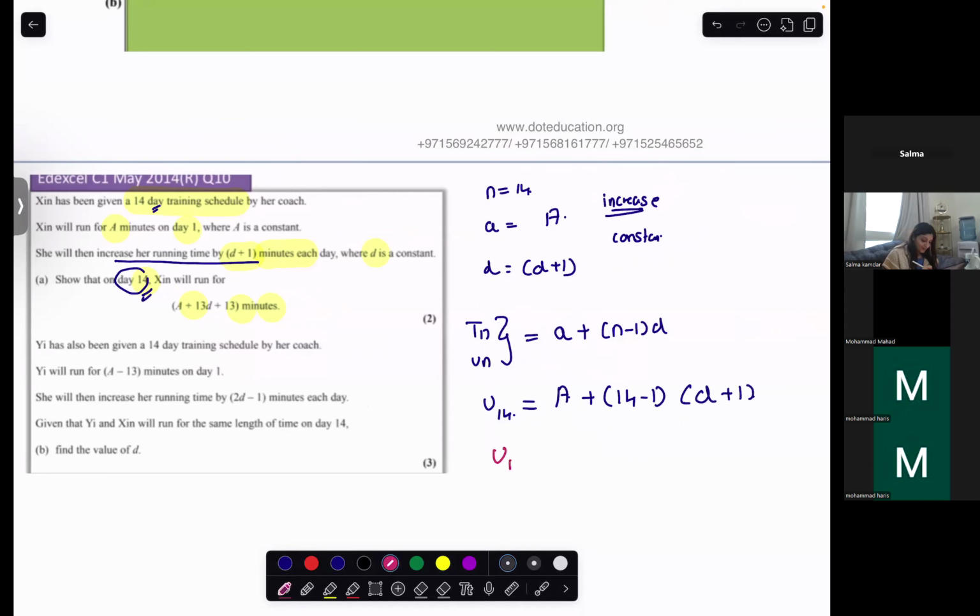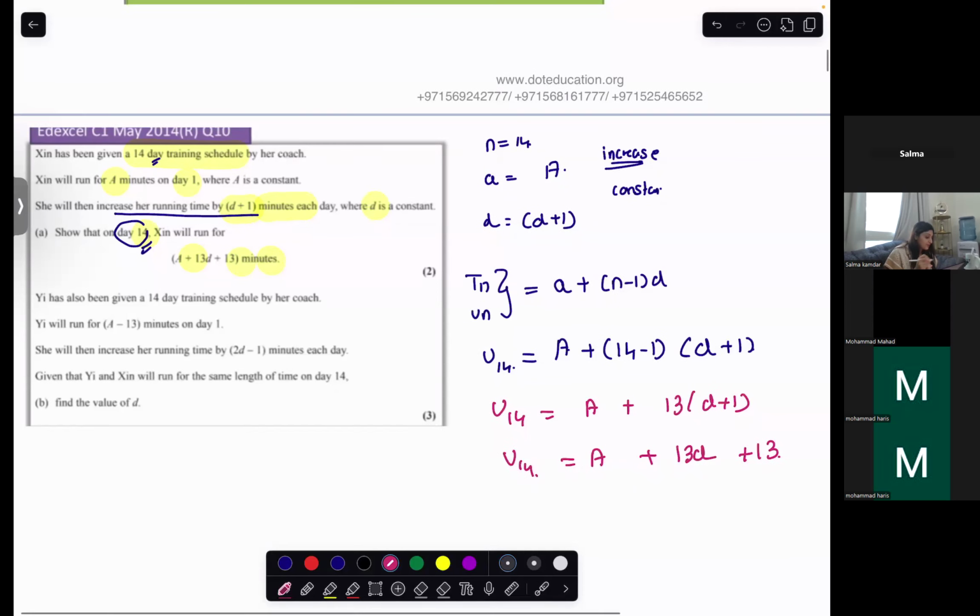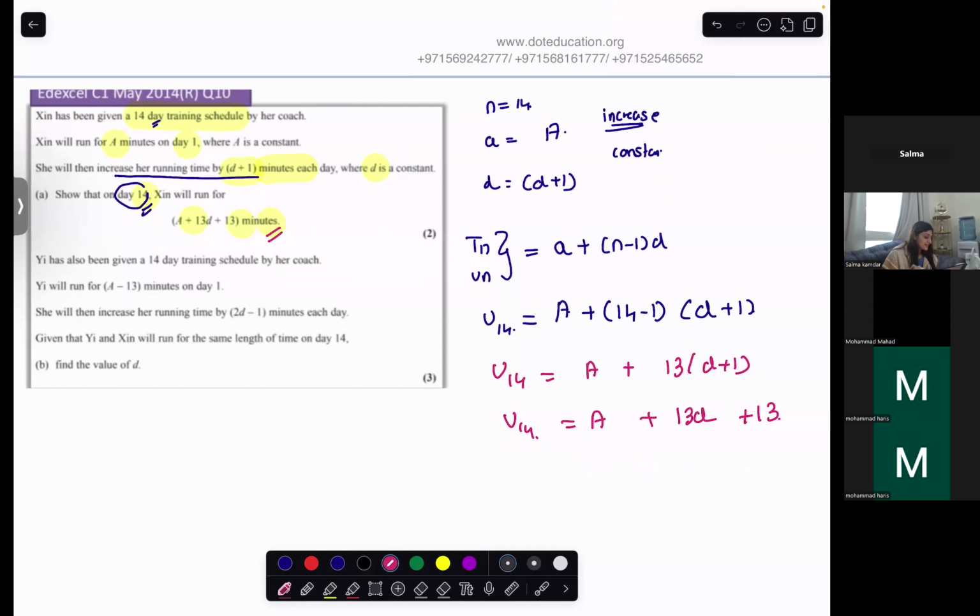Lovely. So I have U14 is equal to A plus 13 times D plus 1. So this is going to be A plus 13D plus 13. Okay. So I have proved that on day 14, Jin would run for A plus 13D plus 13 minutes.